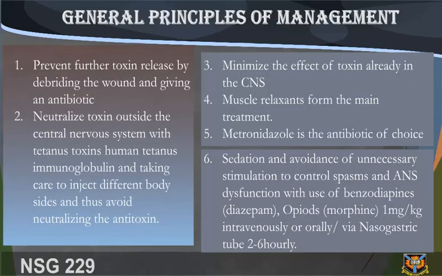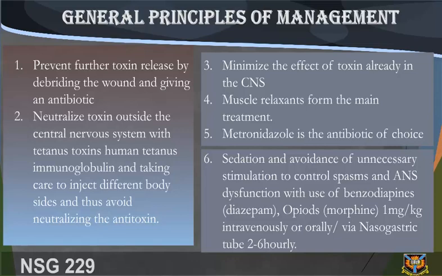General principles of management. 1. Prevent further toxin release by debriding the wound and giving an antibiotic. 2. Neutralize toxin outside the central nervous system with tetanus toxoid and human tetanus immunoglobulin, taking care to inject at different body sites, and thus avoid neutralizing the antitoxin. 3. Minimize the effect of toxin already in the CNS. 4. Muscle relaxants form the main treatment. 5. Metronidazole is the antibiotic of choice.